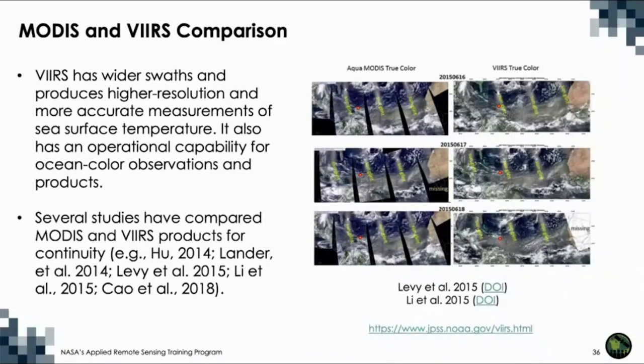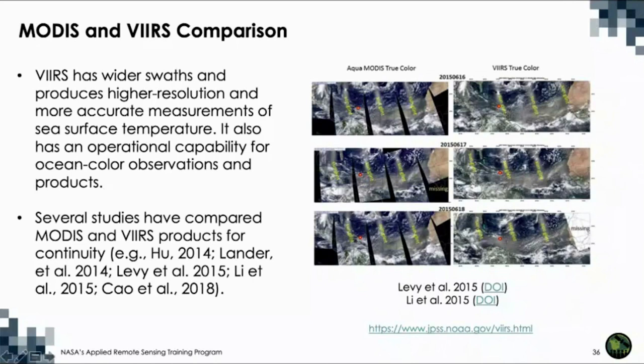Overall, VIIRS has higher spatial resolution and more accurate measurements of sea surface temperature. It also has an operational capability for ocean color observations and products. There are several studies that have compared MODIS and VIIRS water quality products. References are given at the end of the presentation.